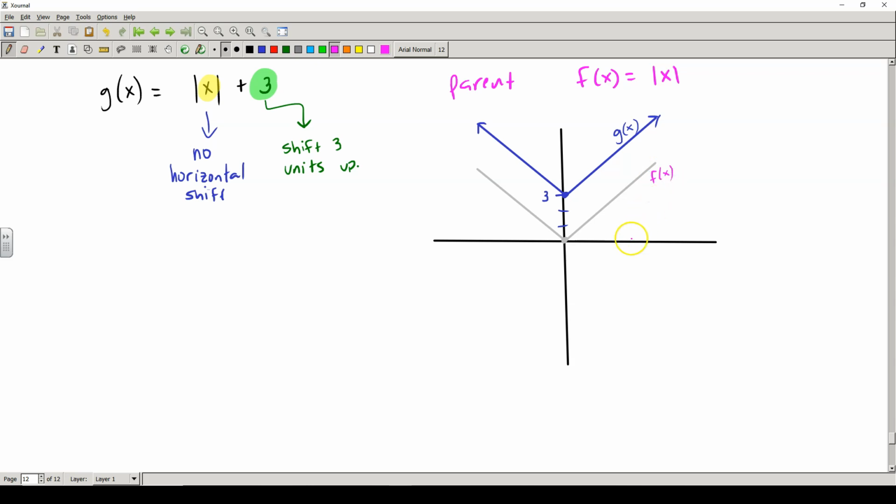So what I want to see on these is to describe that translation, and if you have to graph it, you would graph the parent function lightly, and then show how the new function looks compared to the parent function.